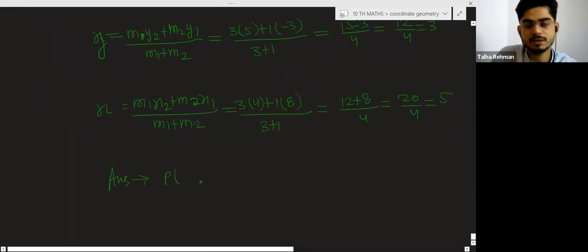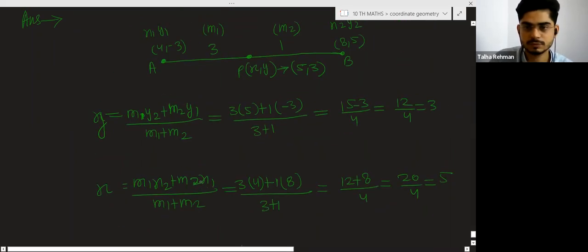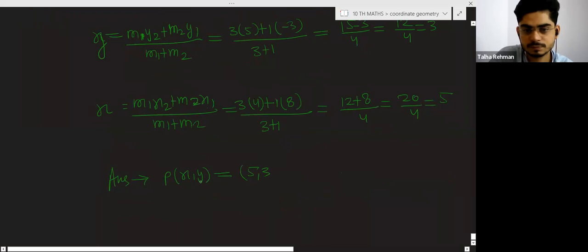Coordinate of point P. You have supposed (x, y) is equal to, what is x? 5 comma 3. (5, 3).